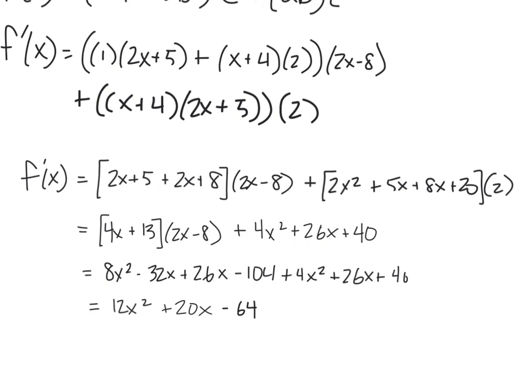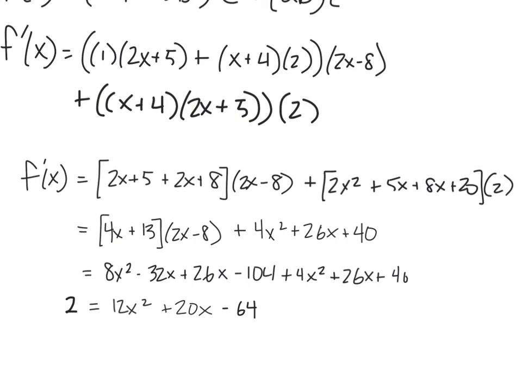So after a bit of expanding and simplifying, we get that this is our answer, 12x squared plus 20x minus 64, if I didn't make any algebra mistakes. So essentially what the question is asking us is to find what values of x will give us a tangent of 2. Remember, f prime of x stands for the slope of the tangent. So we basically have to find where this equation equals 2.